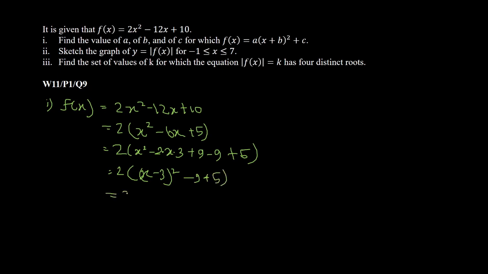So that then we have 2 times (x minus 3) whole square minus 4. Then we can actually multiply both of these by 2. So we have 2 times (x minus 3) whole square minus 8. Therefore we know that a equals 2, b equals minus 3, and c equals minus 8.